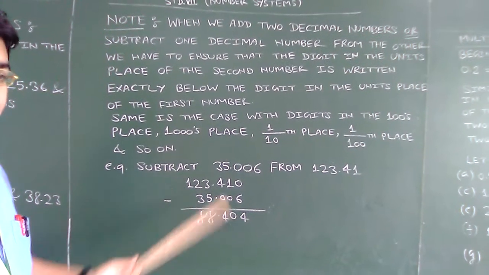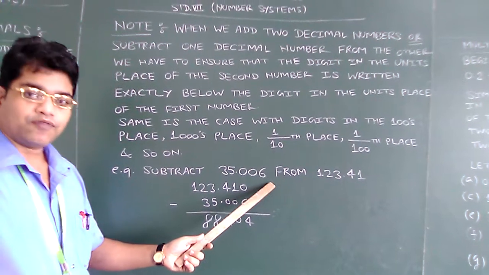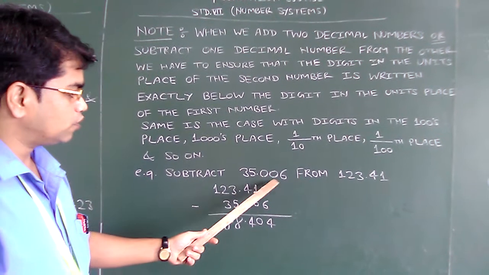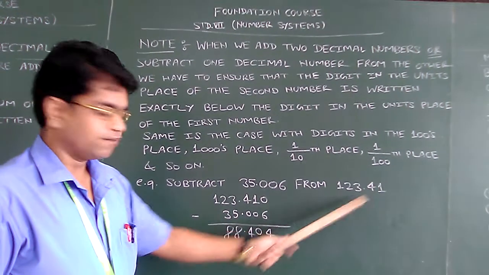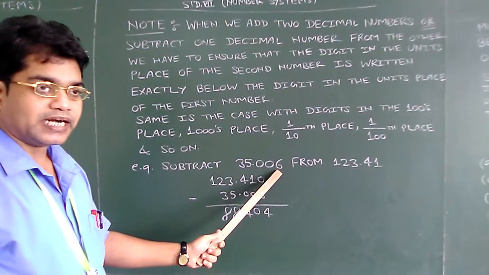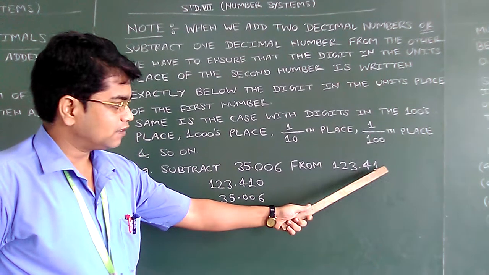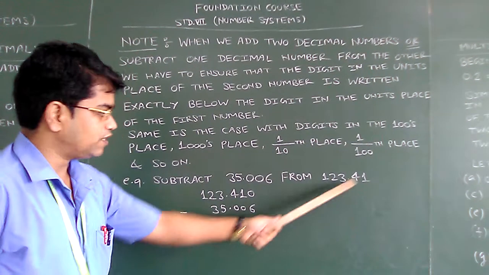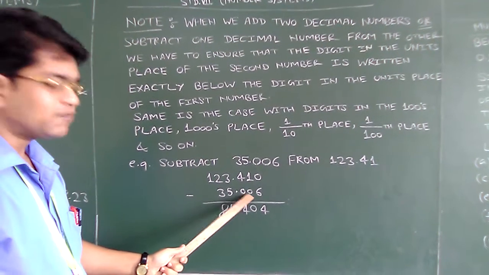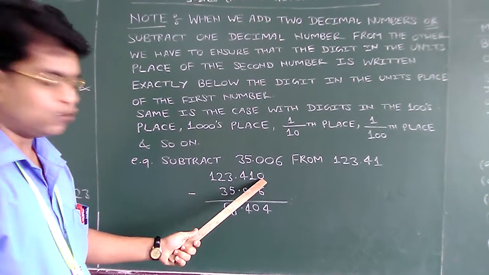Now let us understand this addition and subtraction of decimal numbers with the help of one more example. Suppose I want to subtract 35.006 from 123.41. See how we have subtracted. Write the digit in unit place of the second number below the digit of the unit place of the first number. Now see here, we have 3 digits after decimal, so we have to make 3 digits after decimal by adding 0, which we can do.